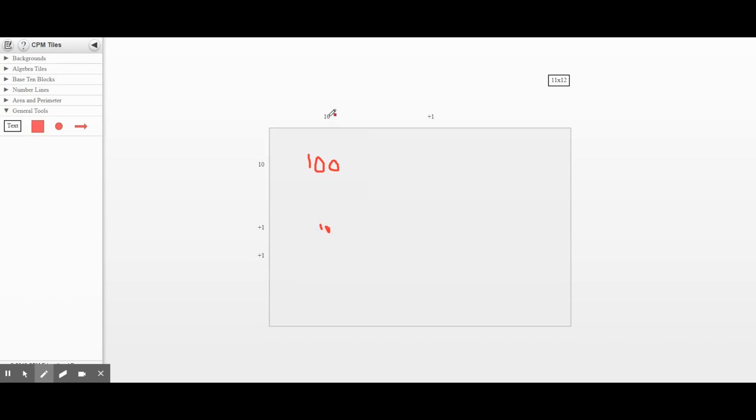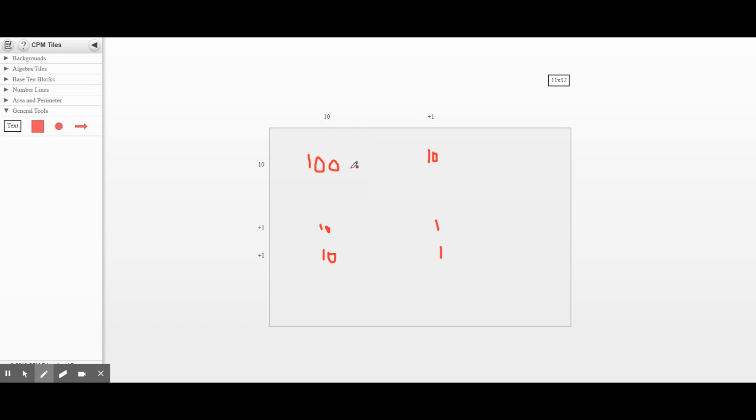Looking for the base 10 block that would fit right in here. 10 multiplied by 1 is 10. I need a base 10 block that fits here. That's 1 multiplied by 10. Well, that's 10. I need to figure out what 1 multiplied by 1 is. Well, that was 1.